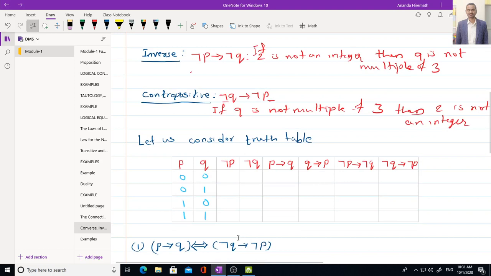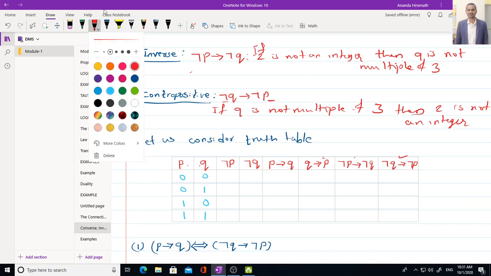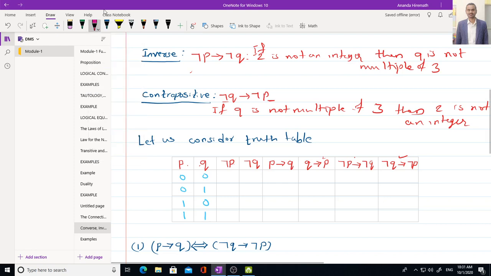Now next, we will consider truth table for all these. So I have considered here P, Q, then we have not P, not Q. Then here, see, P conditional Q, its converse, its inverse and its contrapositive. All possibilities we have considered over here. Now let me write not P values. Not P means negation of all these. So instead of 0 0 1 1 it will be 1 1 0 0. Not Q means instead of 0 1 0 1 it will be 1 0 1 0.